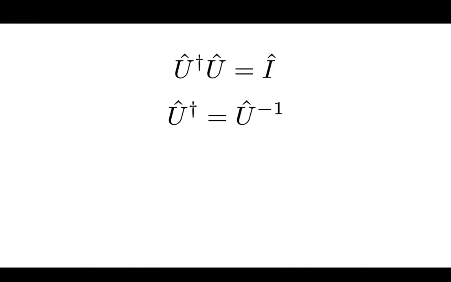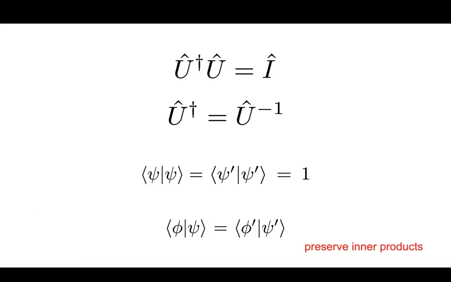For U to be an acceptable operation on the qubit, it has to satisfy the relation U dagger times U equals the identity matrix. In other words, U dagger is equal to the inverse of U. A consequence of that is that ket psi stays normalized after the transformation to ket psi prime. Also, the U transformation preserves inner products. So, let's say U transforms ket phi to ket phi prime and ket psi to ket psi prime, then the inner product between phi and psi and phi prime and psi prime are the same.